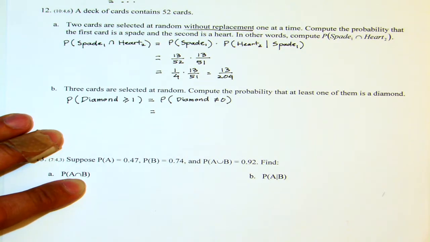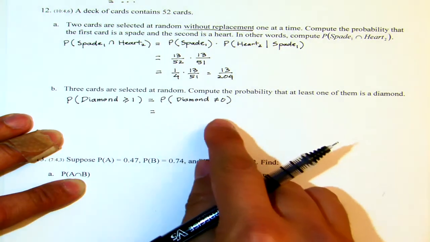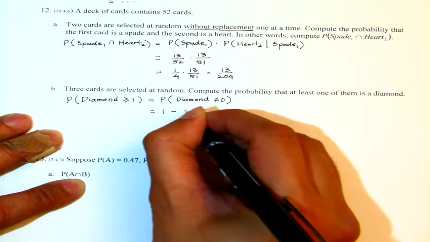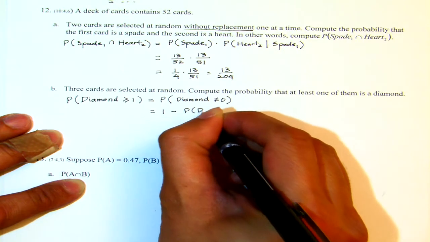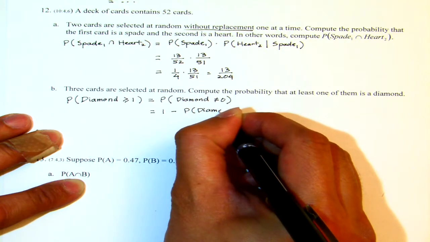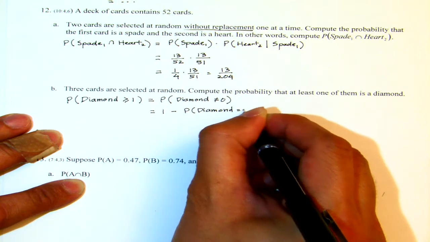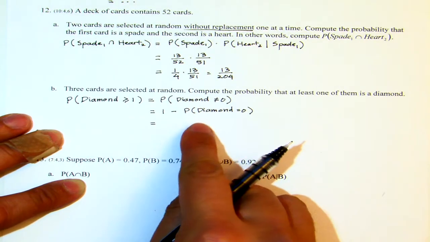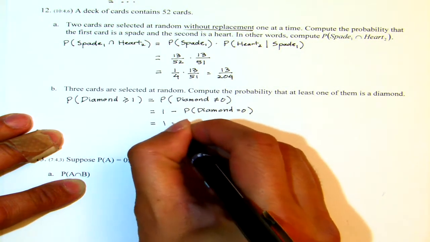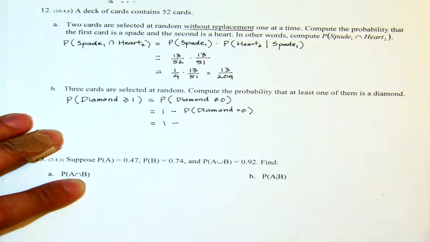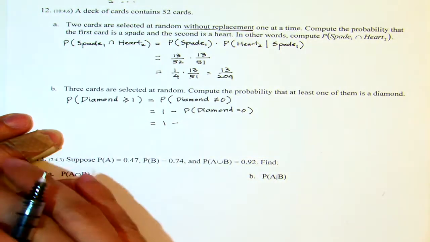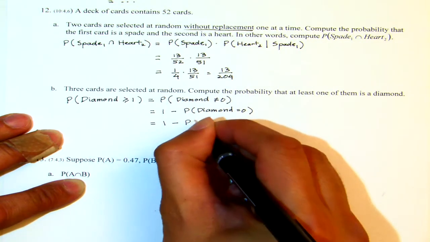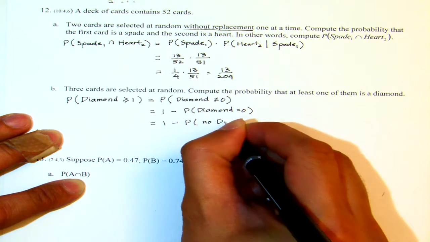Now what is the probability that the number of diamond cards is not 0? That's the same as 1 minus the probability that the number of diamond cards is 0, right? But if the number of diamond cards is 0, it means basically it will be the rest, right? Out of these 3 cards, none of them is a diamond. Let me write it down that way. No diamond cards.